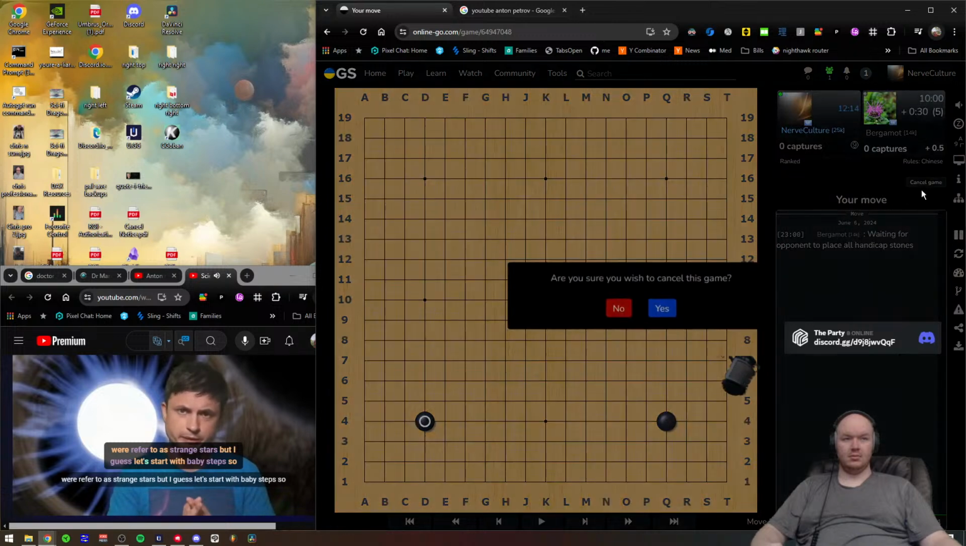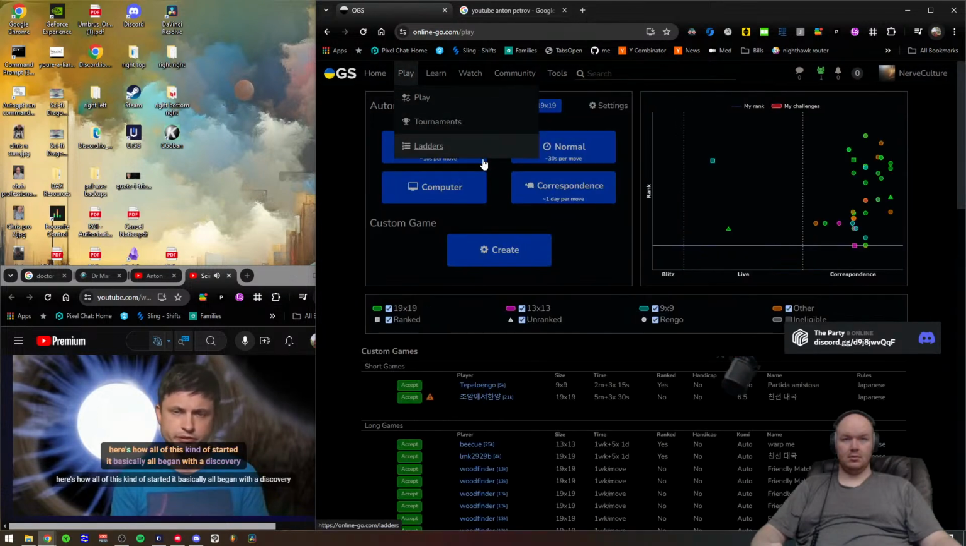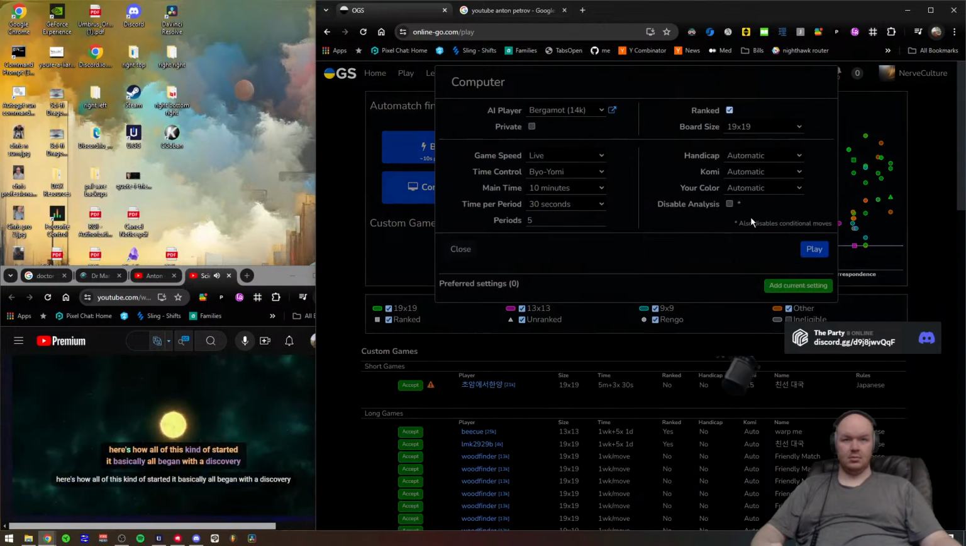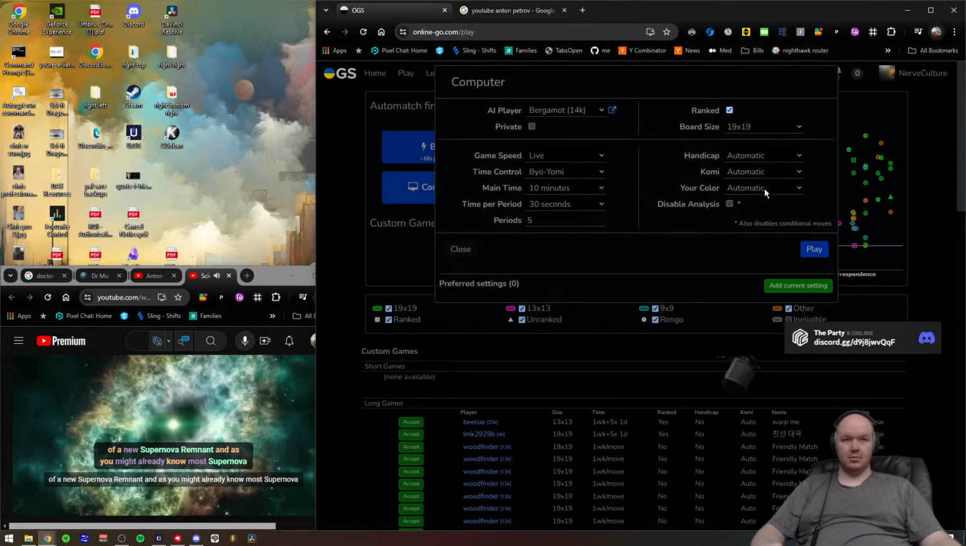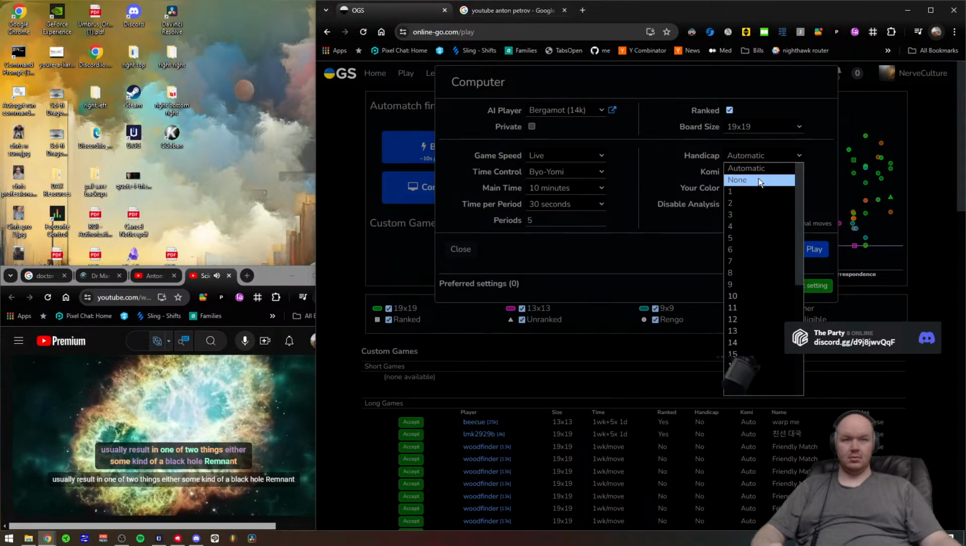But I guess let's start with baby steps. So here's how all of this kind of started. It basically all began with the discovery of a new supernova remnant. And as you might already know, most supernovae usually result in one of two things.